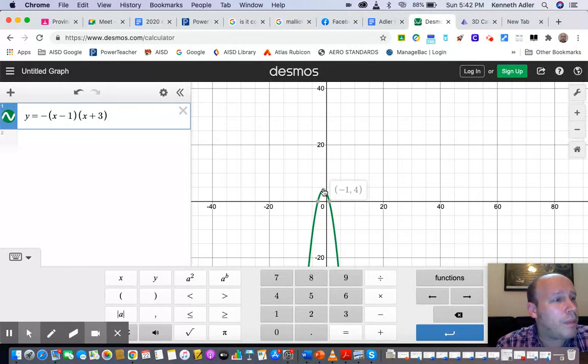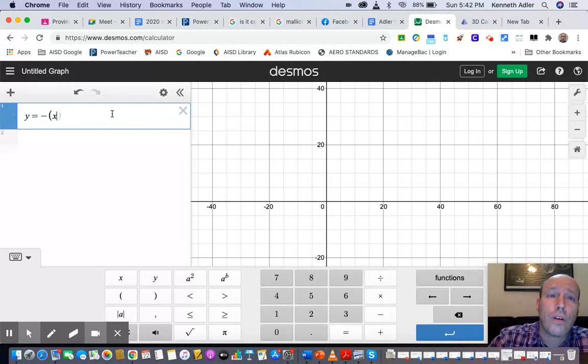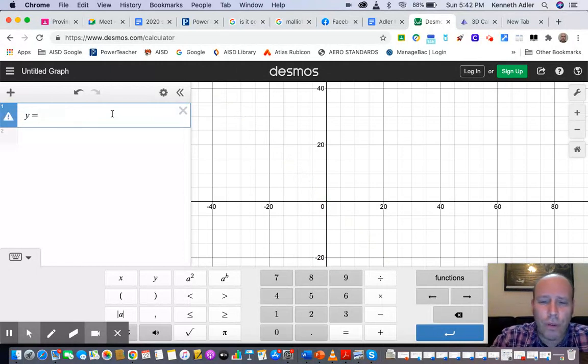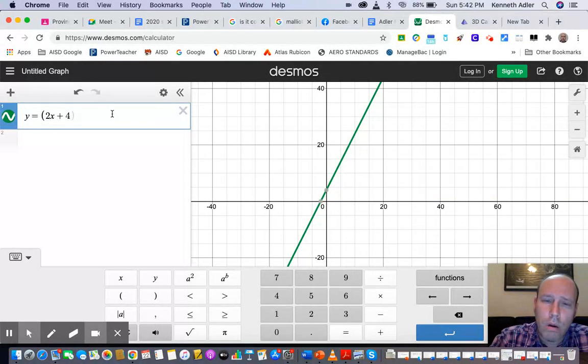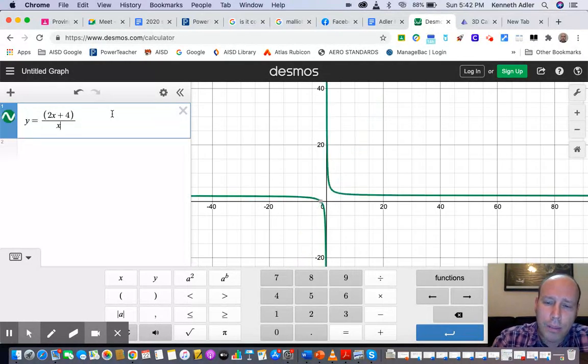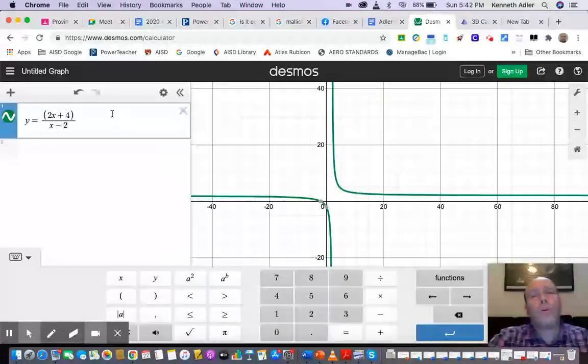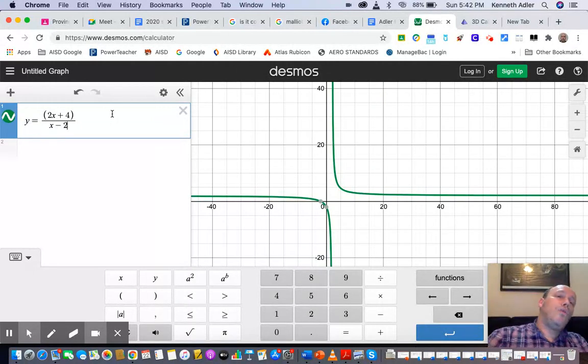What else? Let's take a look at the range of rational functions. We're going to be studying this in a couple of units. So like y equals (2x plus 4) divided by (x minus 2). Now we saw that the domain is x is all reals except for x equals 2. But the question is, what's the range?